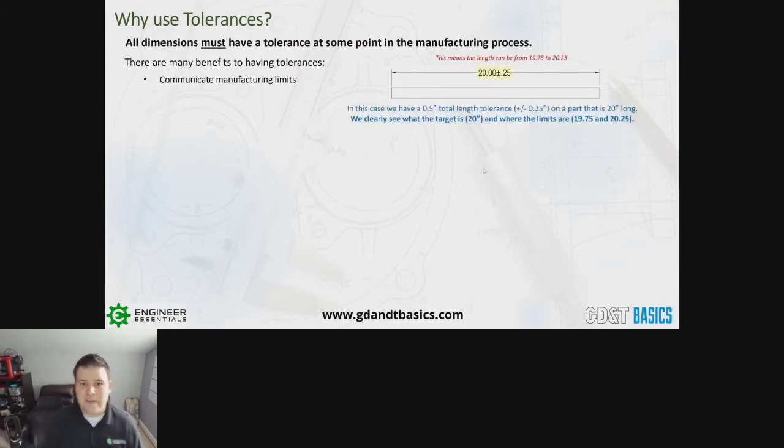Right? In this case, we have a 0.5 total length tolerance, which is plus or minus 0.25, on a part that is 20 inches long. We can clearly see that the target is 20 inches, and where are the limits? Now, if I'm making this part, I need to know that.